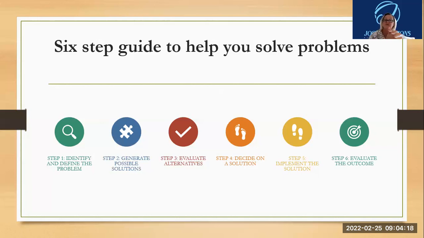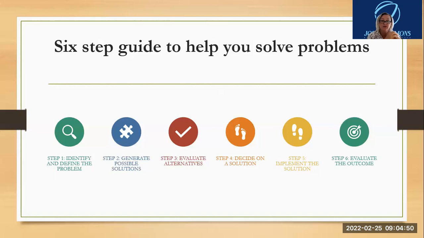Step 3 is evaluating alternatives. This is a step about going through and eliminating the less desirable solutions, or maybe you call them undesirable solutions, out of the top 15 that you've come up with. Order the remaining in order of preference, and then you can evaluate the remaining solutions in terms of what their pros and cons are. What are their advantages and disadvantages?